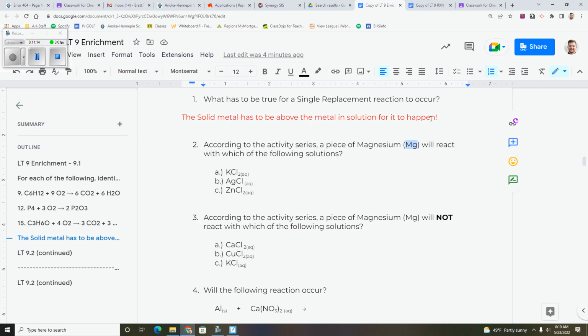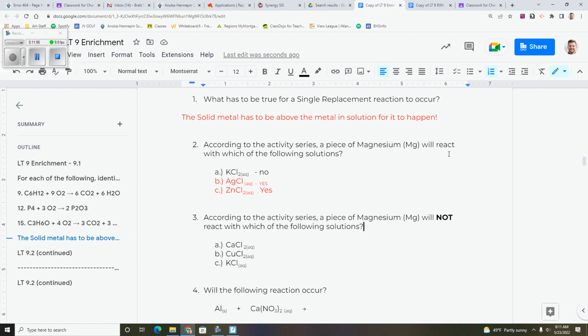Okay, according to the activity, here's a piece of magnesium, so Mg is solid, right? Will react with which of the following solutions? Is Mg above K? So the answer for this one is no. Is Mg above Ag? What's the answer? Yes. Is Mg above zinc? The answer is yes. So the answer should be B and C there, which will not react. It can't be above it. If it's above it, it'll react.